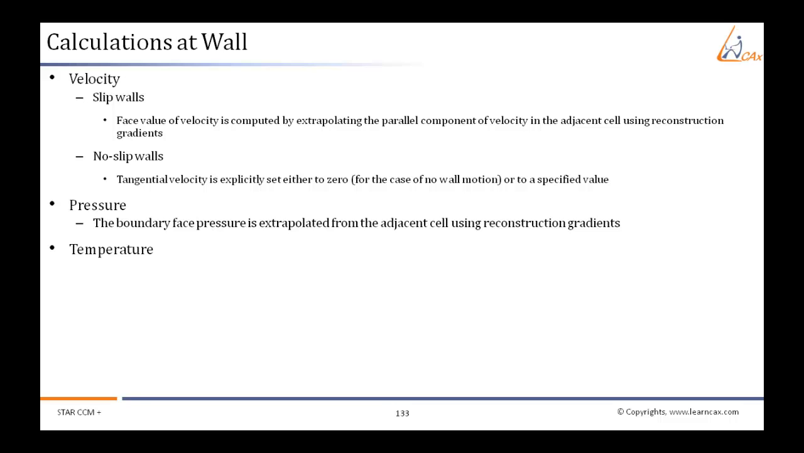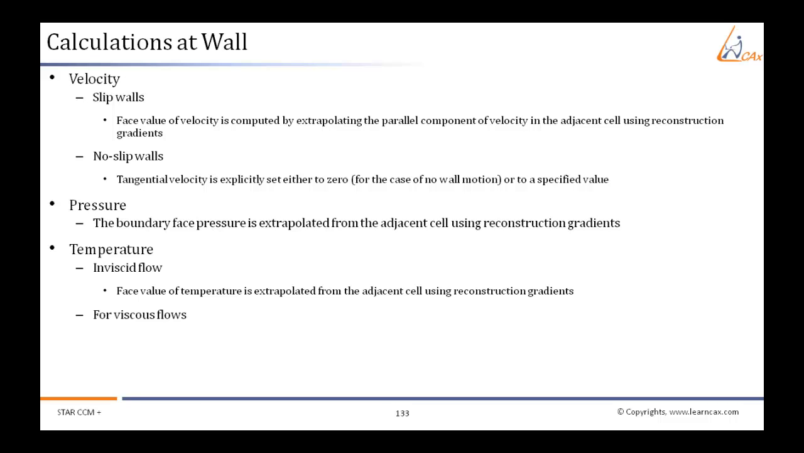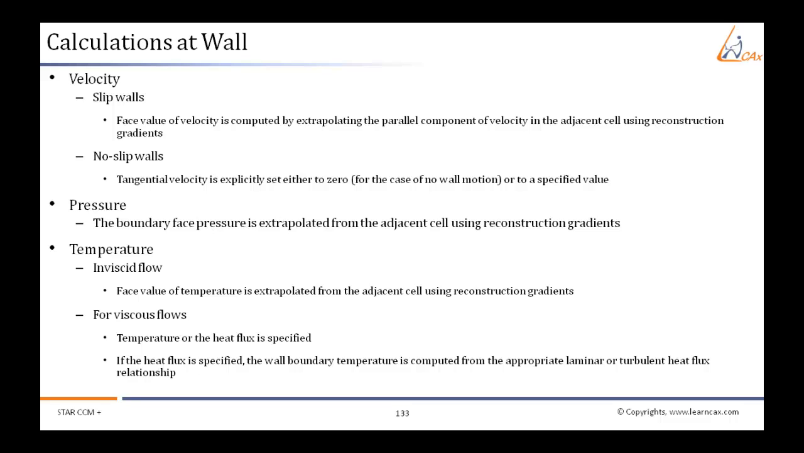For temperature, for inviscid flow, the face value of temperature is extrapolated from the adjacent cell using reconstruction gradients. For viscous flows, either the temperature or the heat flux is specified. If the heat flux is specified, the wall boundary temperature is computed from the appropriate laminar or turbulent heat flux relationship.